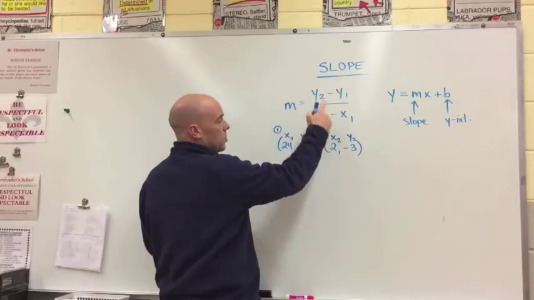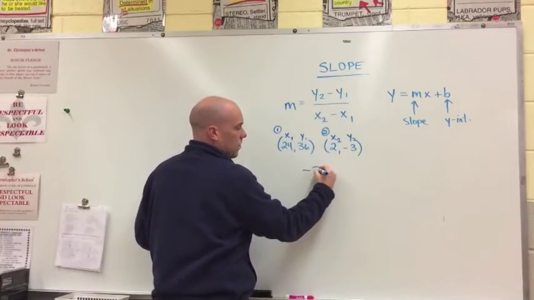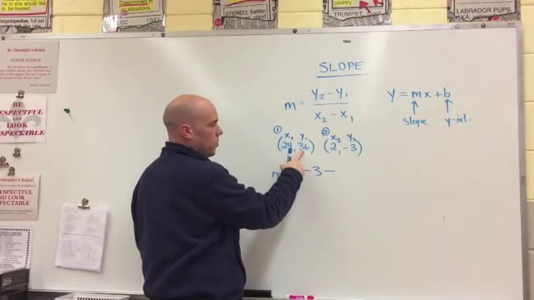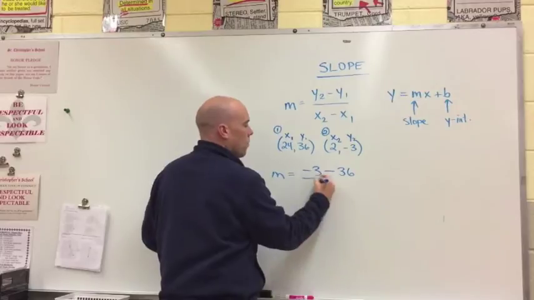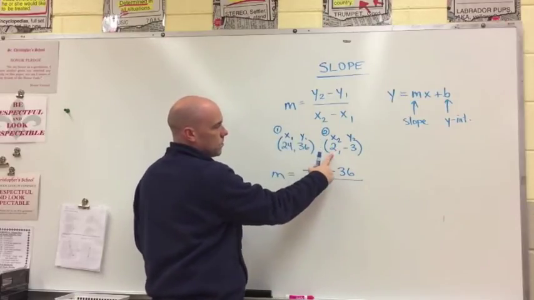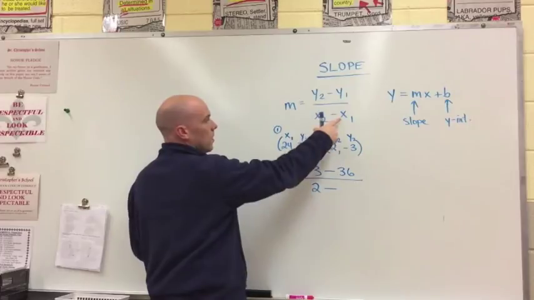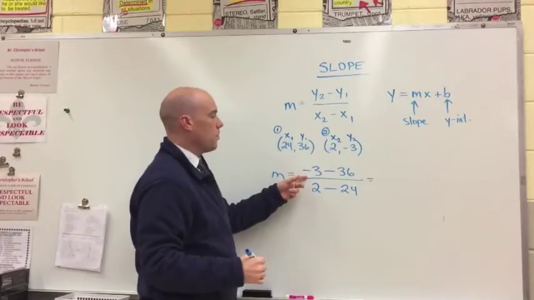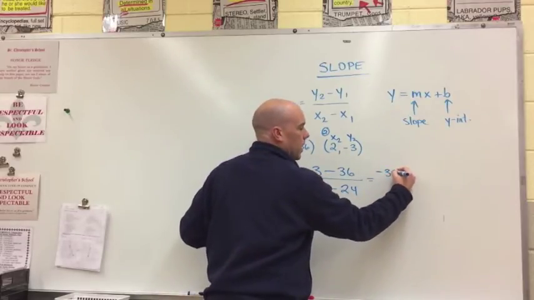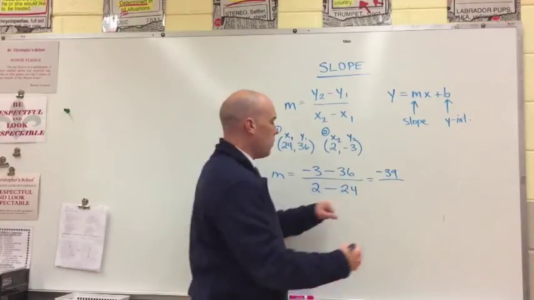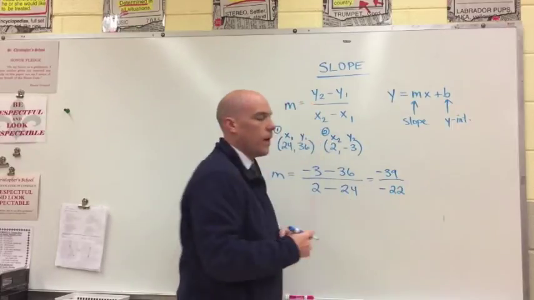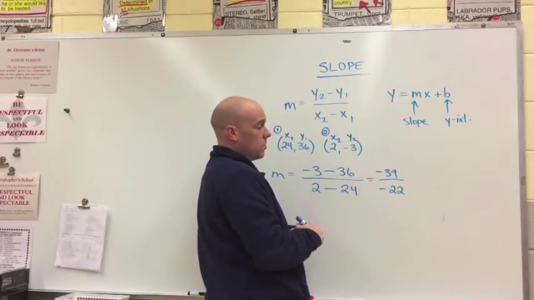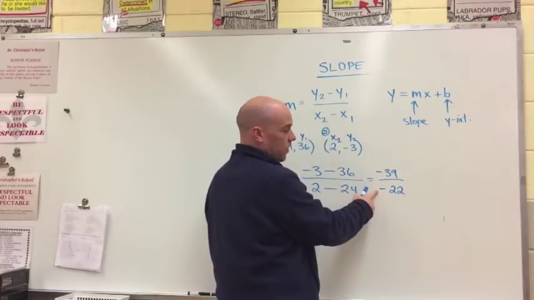So, y sub 2 is negative 3. So m equals negative 3 minus y sub 1. Well, that's 36 over x sub 2, 2, minus x sub 1, 24. Negative 3 minus 36 is negative 39. 2 minus 24 is negative 22. And the last step, all I have to do is simplify it. Well, 39 and 22 can't really simplify, but the negatives can cancel out.